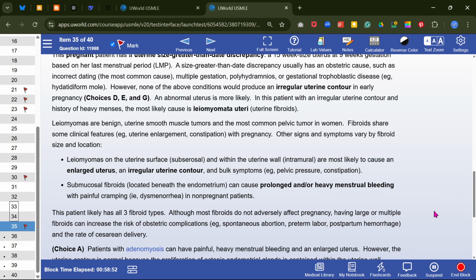Although most fibroids do not adversely affect pregnancy, having large or multiple fibroids can increase the risk of obstetric complications: spontaneous abortion, preterm labor, PPH, and the rate of cesarean delivery.